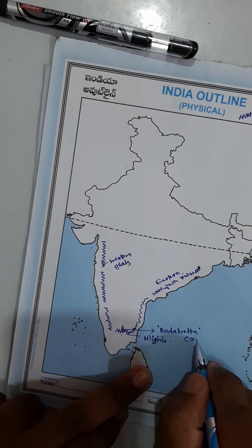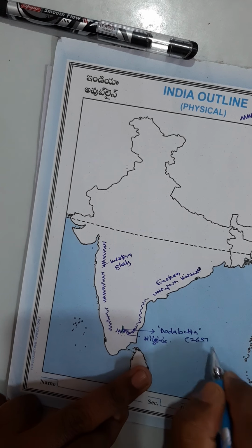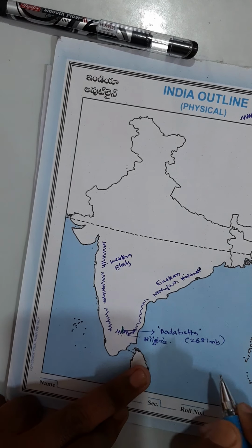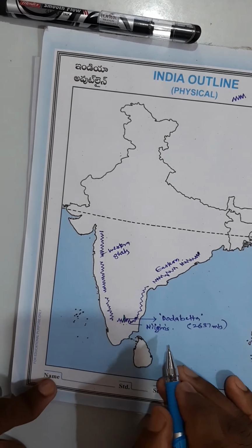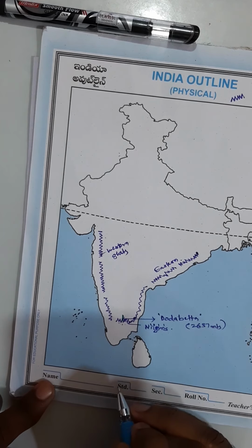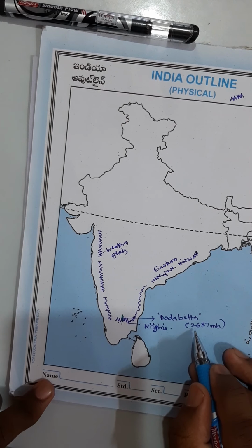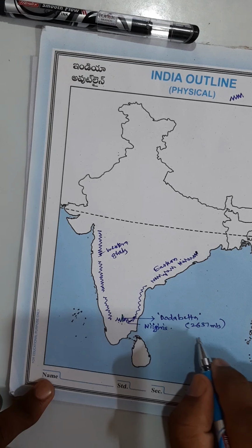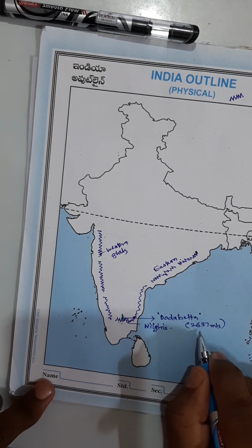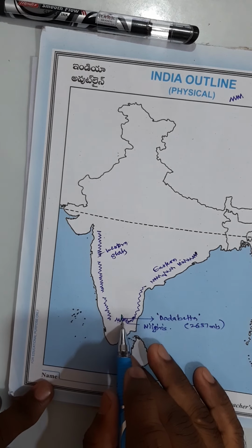Its height is 2637 meters. 2637 meters is the height of Dodabetta that is located in Nilgiris. This is 2637 meters. Don't write kilometers. 2637 meters. This is in Nilgiris.